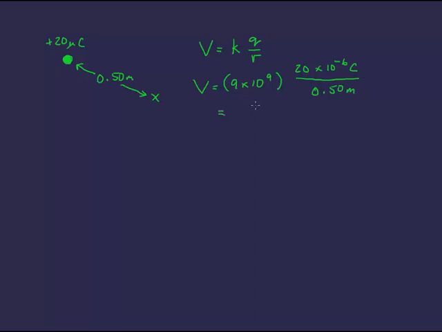Calculator says that comes out to 3.6 times 10 to the 5 volts. So there would be a 3.6 times 10 to the 5 volt potential associated with this position. If I put an entire coulomb of charge there, it would have a potential energy of 3.6 times 10 to the 5 joules. Let's do another example.